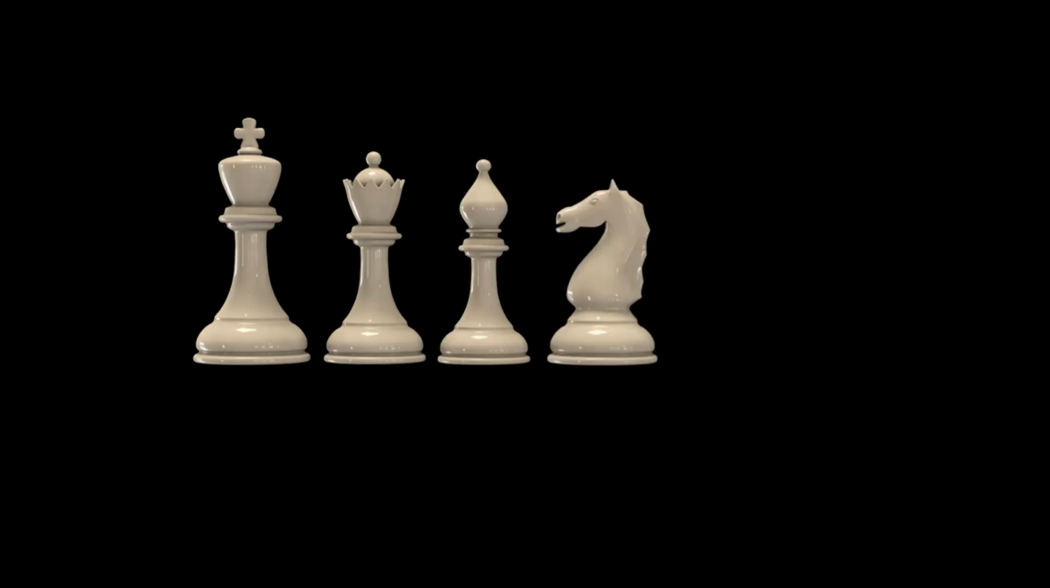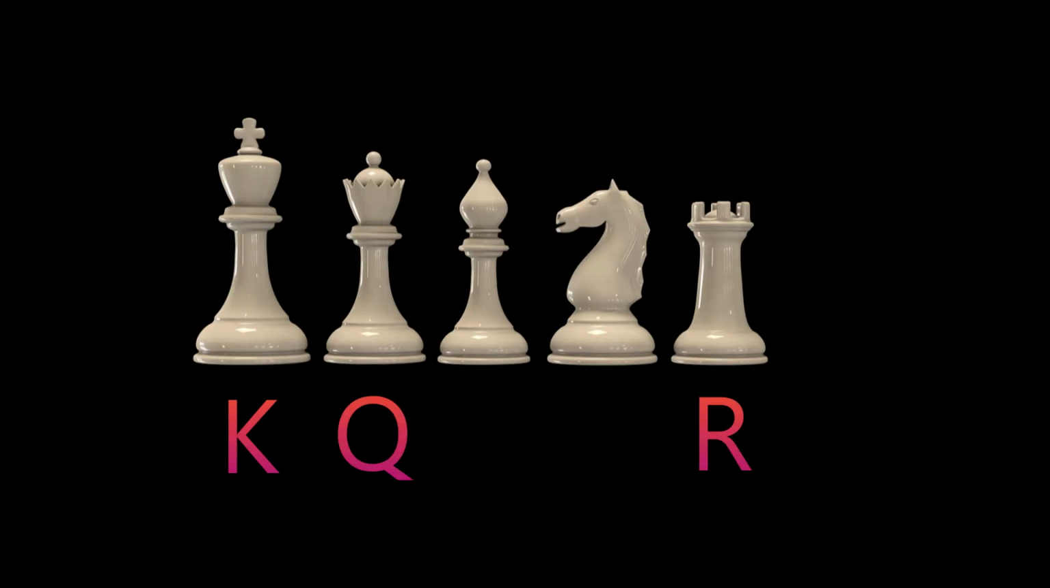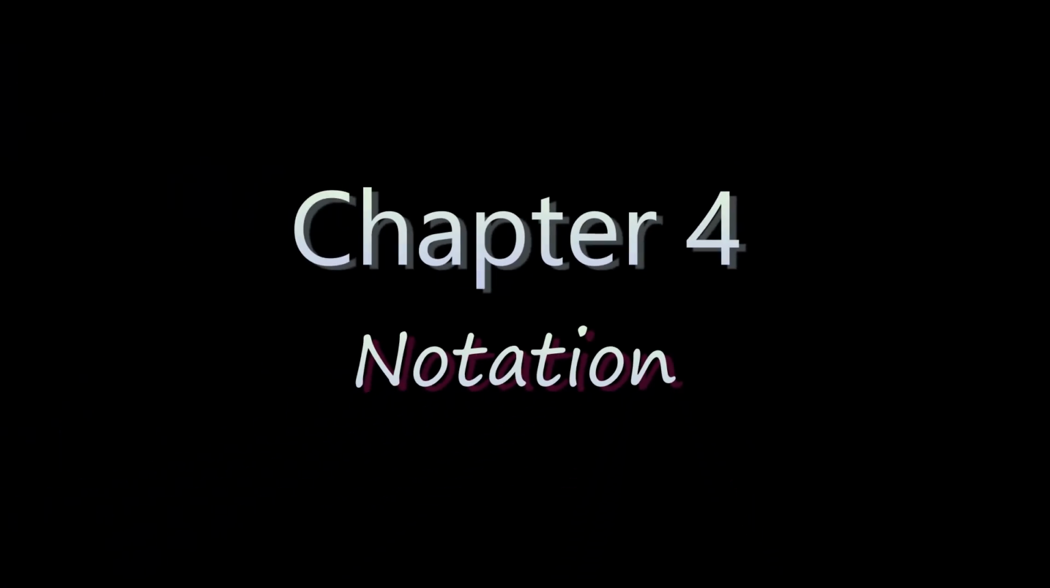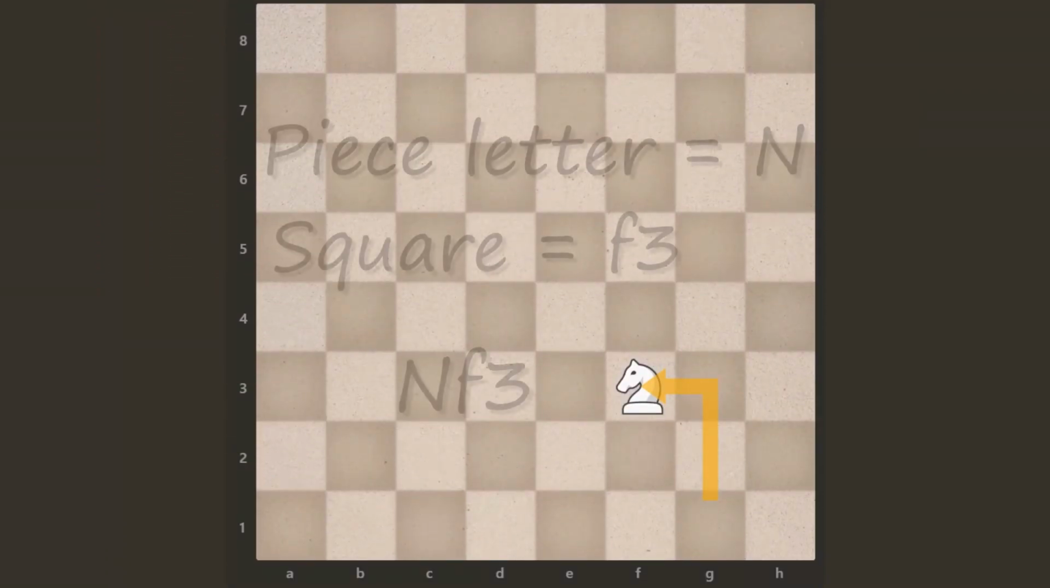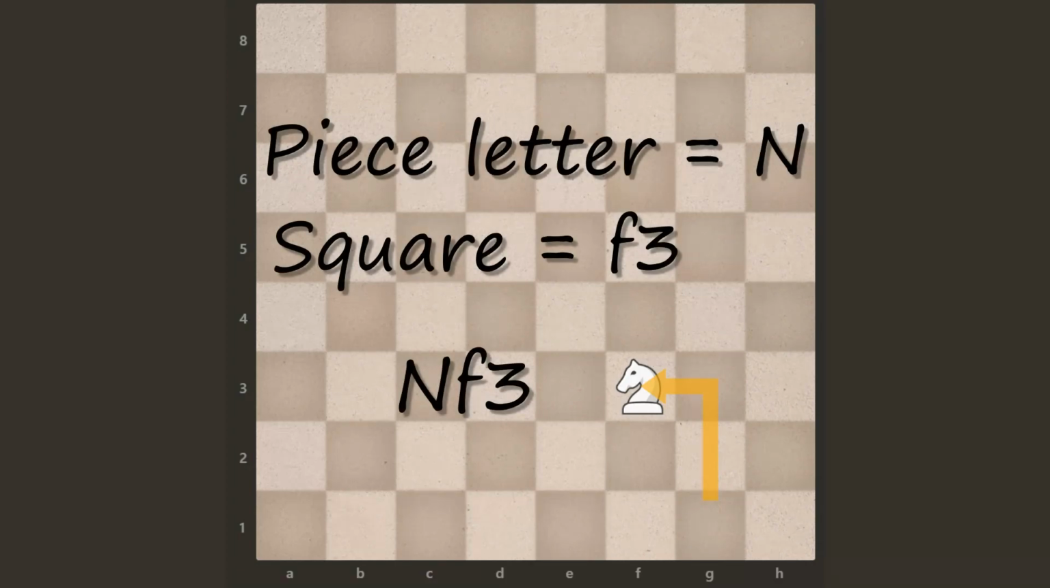In chess notation, each piece except the pawn is represented by an uppercase letter. For English speakers, that's K for king, Q for queen, R for rook, B for bishop, and N for knight. Other languages may use different letters, but the idea stays the same. Writing a chess move is simple. Just use the piece letter followed by the square it moves to. For example, NF3 means the knight moved to F3.